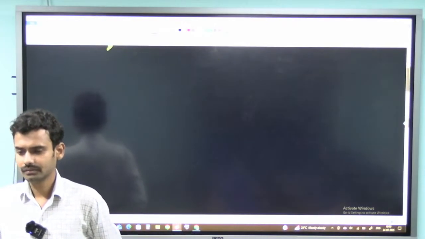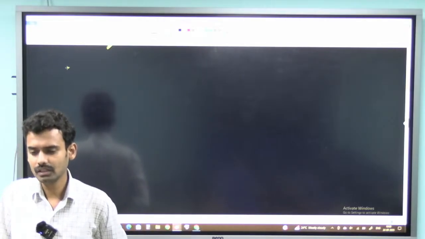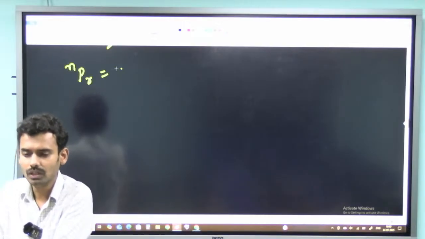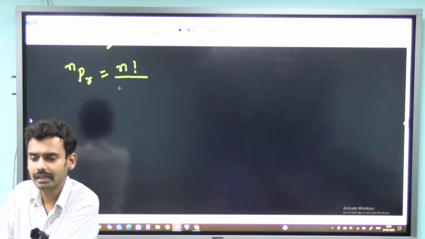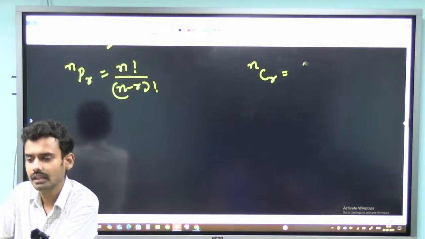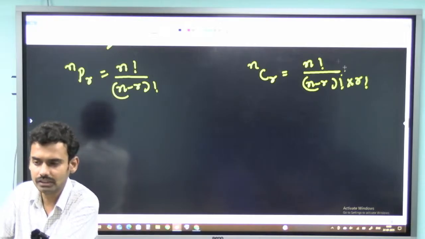Next point, we have the formula for permutation and combination. So the formula for permutation is nPr is equal to n factorial divided by (n minus r) factorial, and that for combination is nCr is equal to n factorial divided by (n minus r) factorial into r factorial. So these are the formulas.